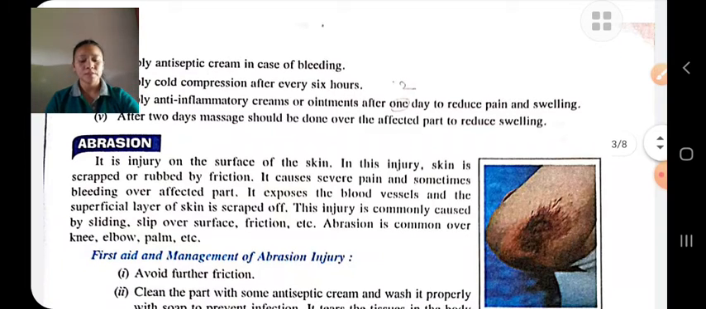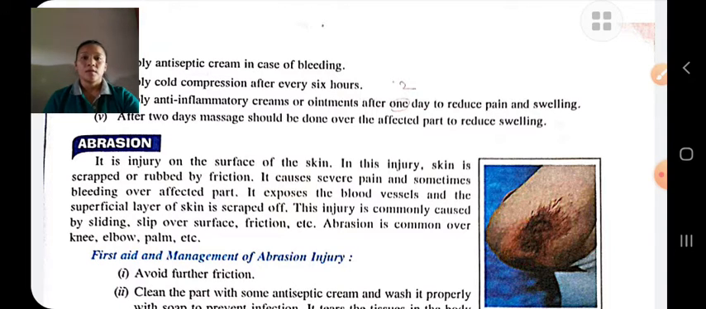Abrasion. Abrasion is an injury on the surface of the skin. In abrasions, the skin is scraped or rubbed by friction, that is, rubbing of skin over a rough and hard surface.